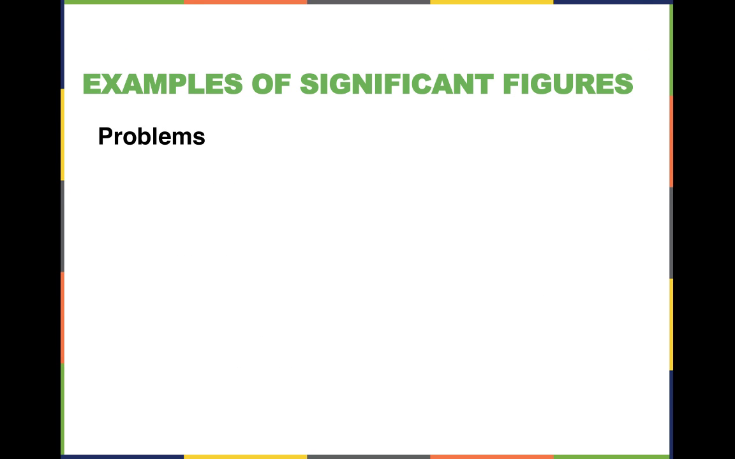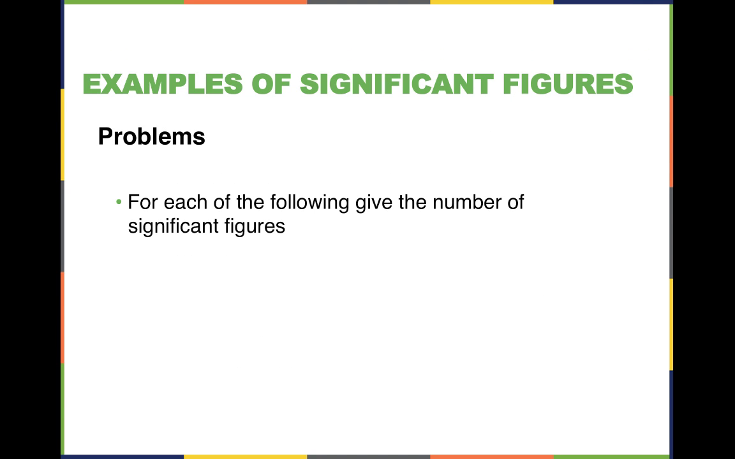So let's look at our problems. For each of the following numbers, give the number of significant figures. The answer here is 3. The first 0 is just a placeholder. It's not at the end of a number, it's at the beginning, and so the fact that there's a decimal doesn't matter. So that first 0 is not significant, but the second one, which is between two non-zero numbers, is significant. So 3 significant figures here.